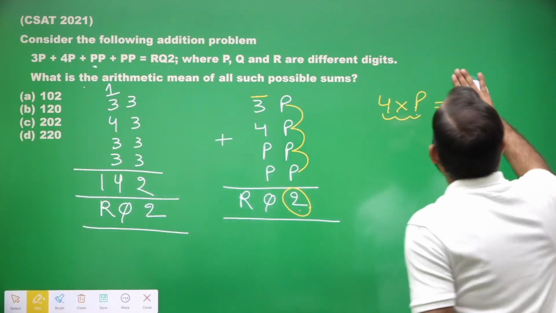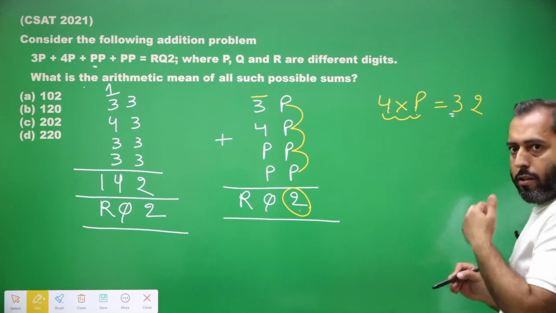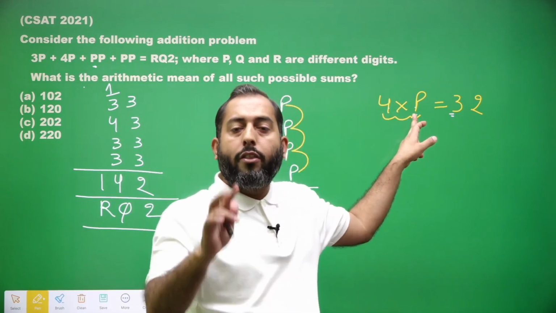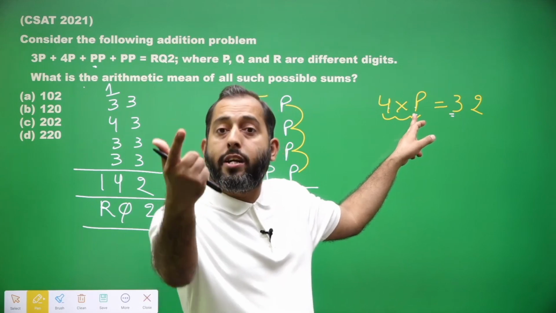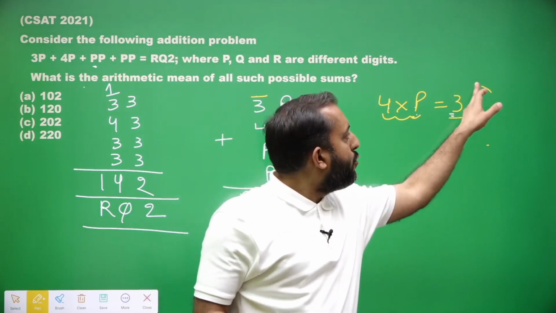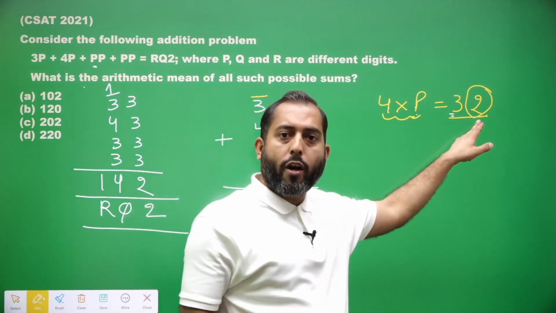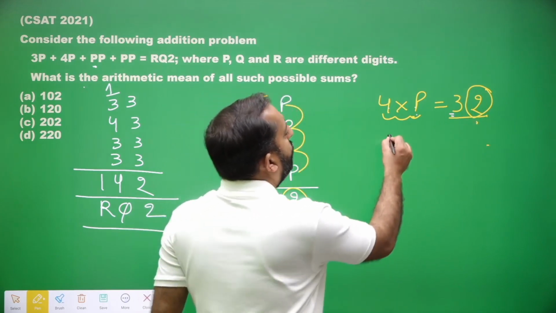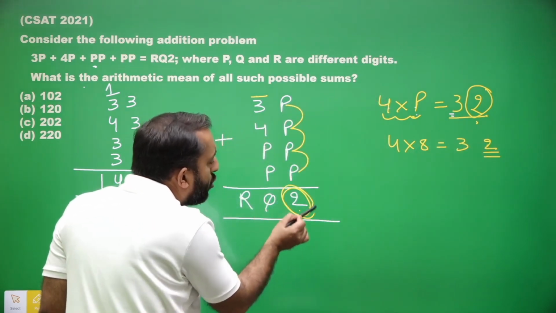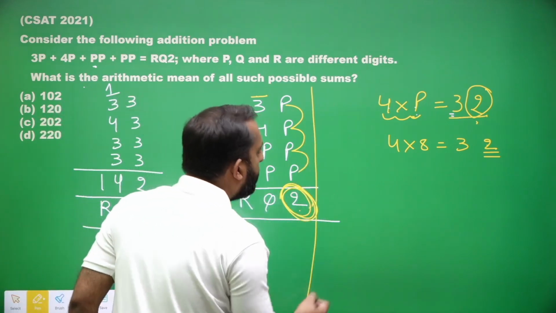Now it might be possible that rather than having 2 only, it is 32, because in the table of 4 there are 2 instances where the unit digit is 2. 4 into 3 is 12, and the unit digit of 12 is 2. 4 into 8 is 32. Again the unit digit is 2. So 4 into 8 will also produce a number whose unit digit is 2. So the value of P can be 8 also.